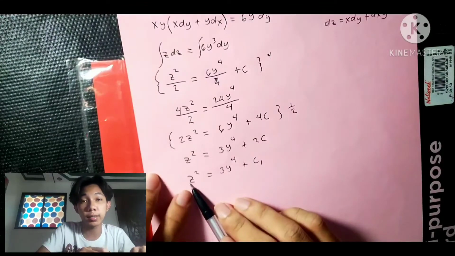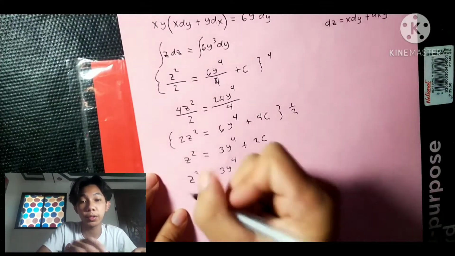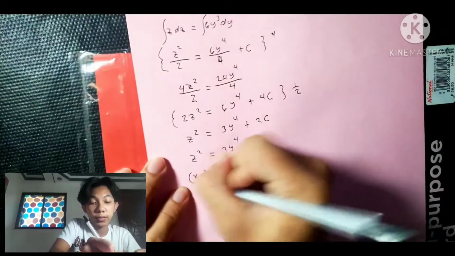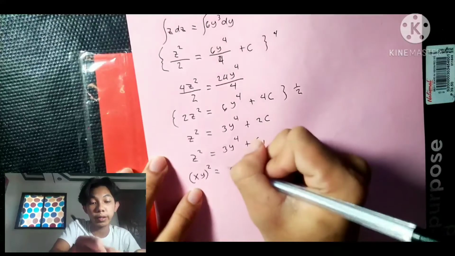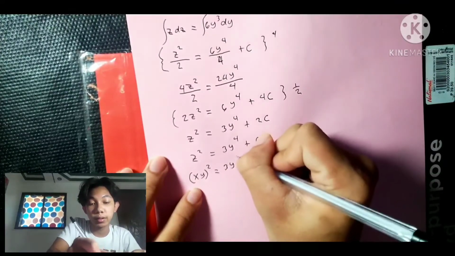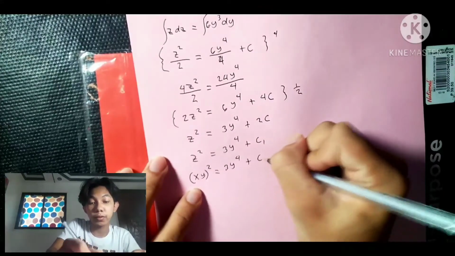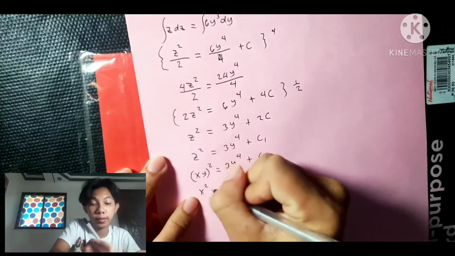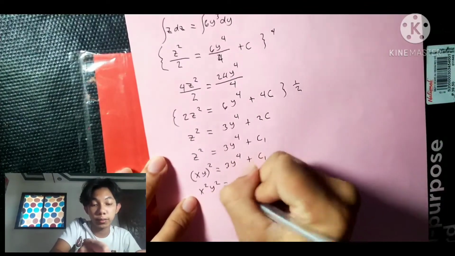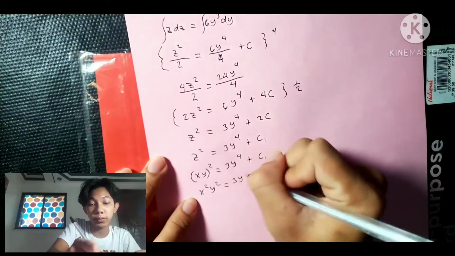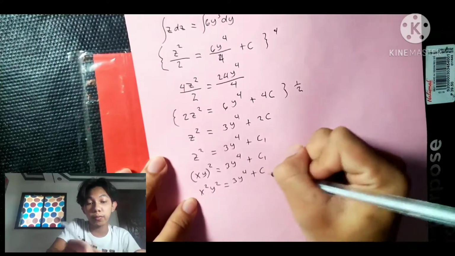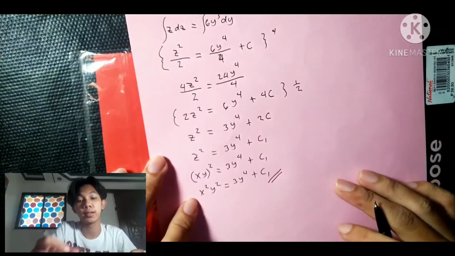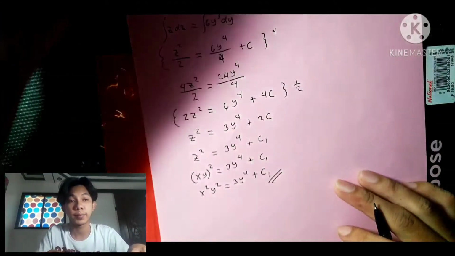So, ayan, pwede natin ibalik yung z, which is xy. So, magiging xy squared is equal to 3y raised to the 4th plus c sub 1. And then yung exponent, x squared y squared is equal to 3y raised to the 4th plus c sub 1. So this is the final answer.